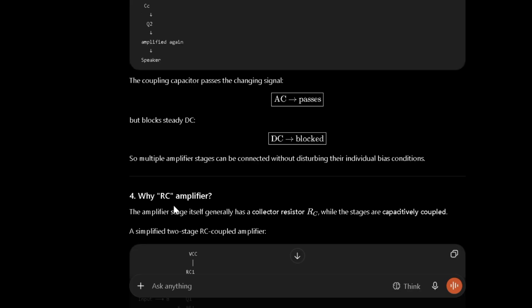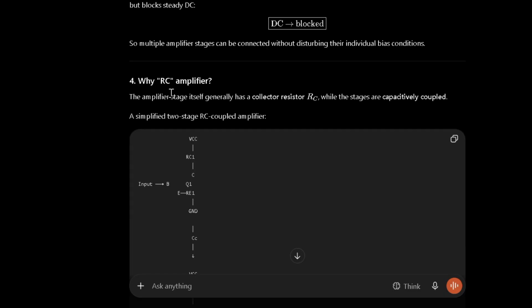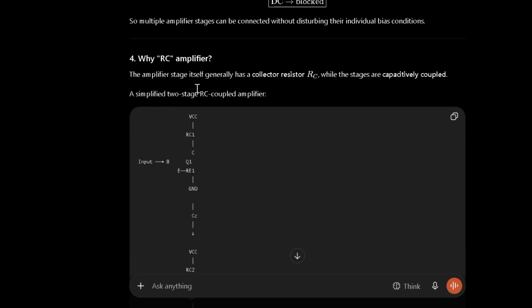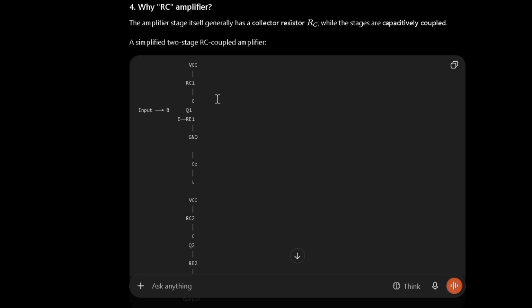Why RC amplifier? The amplifier stage itself generally has a collector resistor RC, while the stages are capacitively coupled. Here is a simplified two-stage RC amplifier. The input goes to the base, and DC is connected here. There is RC, a resistor at the collector, and here a resistor at the emitter, and this is Q1.